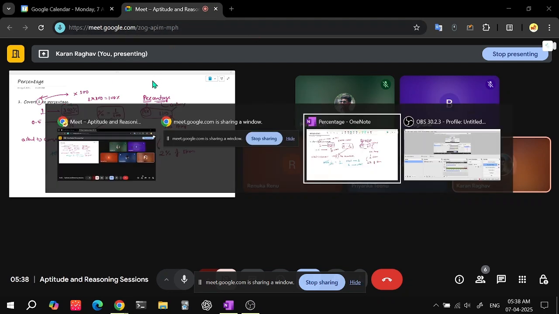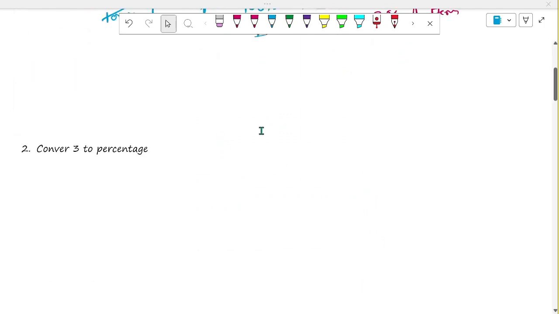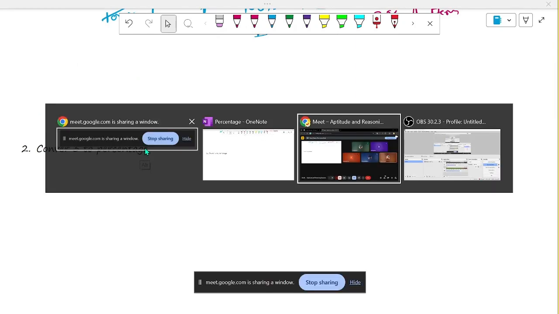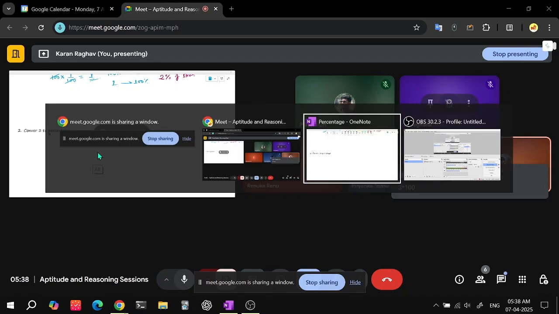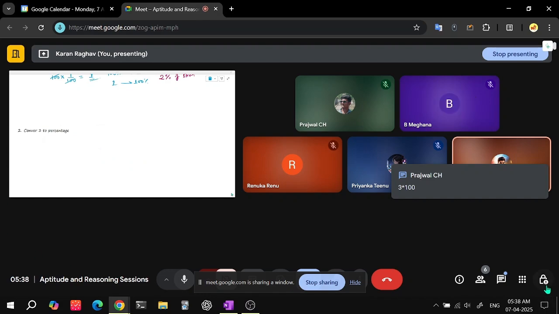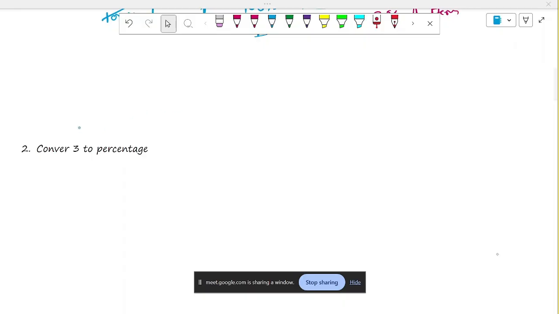Fine. Now we'll go to the next question. Just try to solve this. It is almost similar to the previous one. How will you convert 3 into percentage? It is also same whenever you are converting. 3 into 100. Yes, it is 3 into 100. So 3 is nothing but what? It is 300%. Any number converted to percentage, I have told you, you will be multiplying that number with the 100 only. Fine.